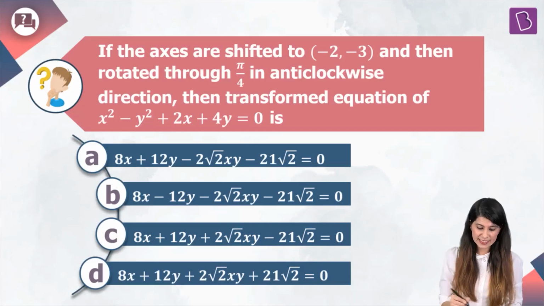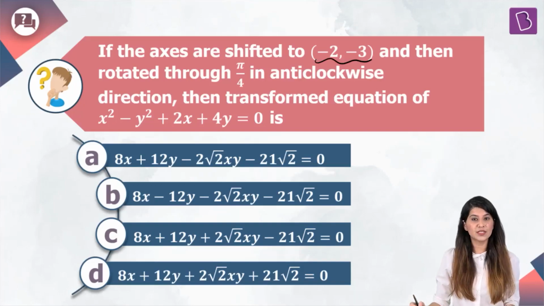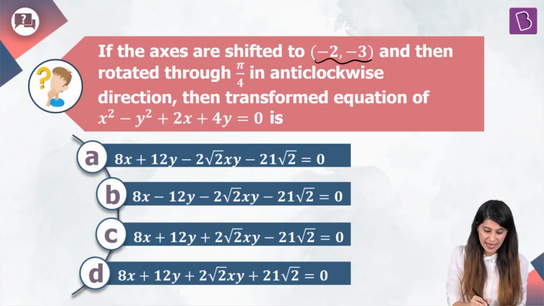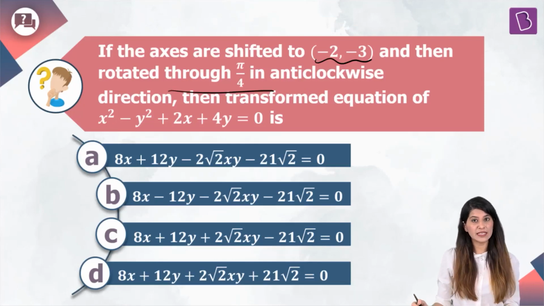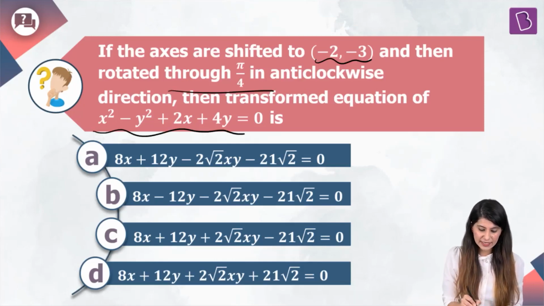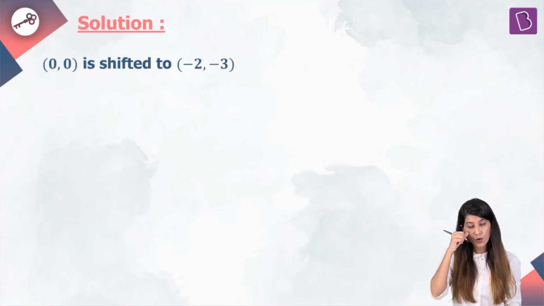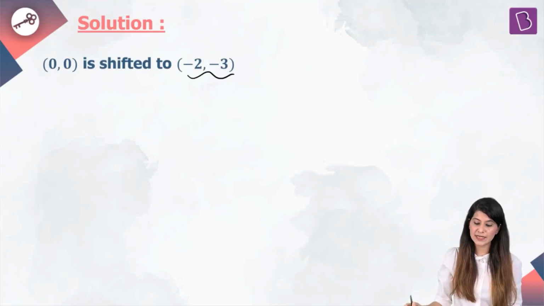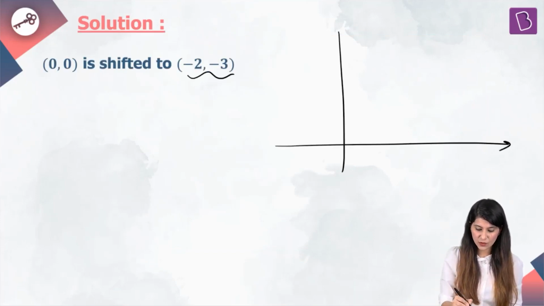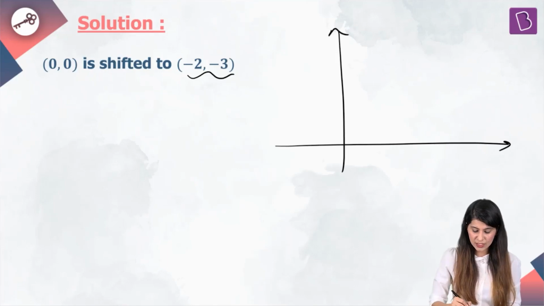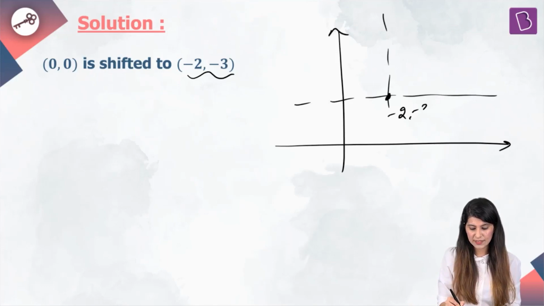In this question, it is given that if the axes are shifted to this point, minus 2 comma minus 3, and then rotated through pi by 4 in an anti-clockwise direction, then the transformed equation of this particular equation will be what? Okay, so here first thing, the origin is shifted to what? Minus 2 comma minus 3. Let us understand what is happening over here. So the origin is shifted to this new point, minus 2 comma minus 3.